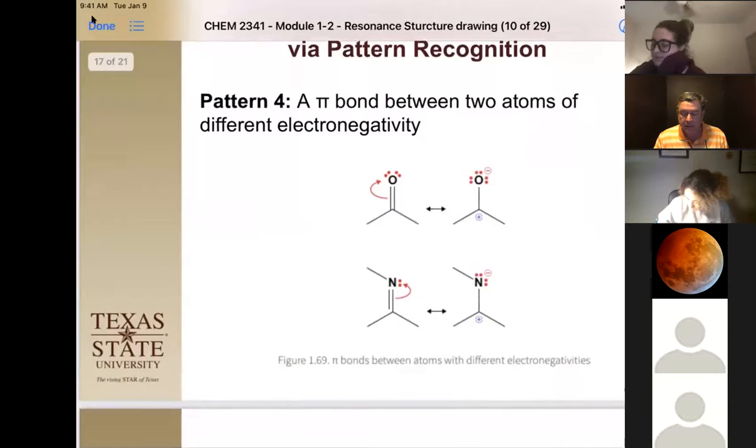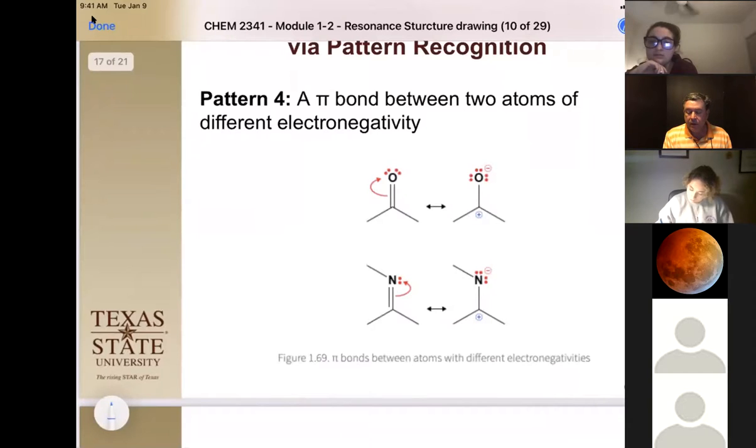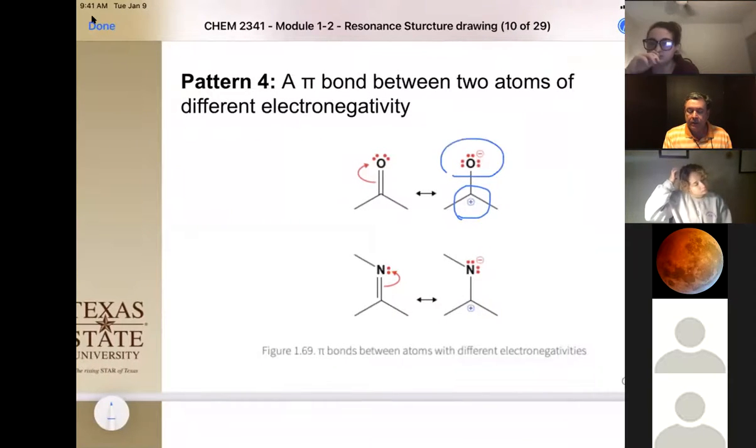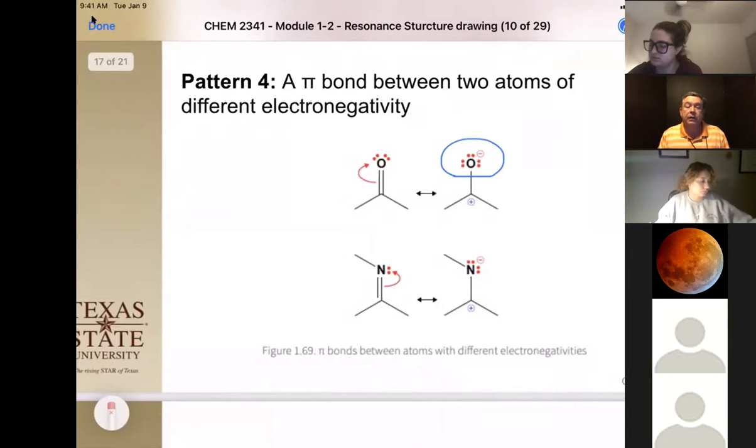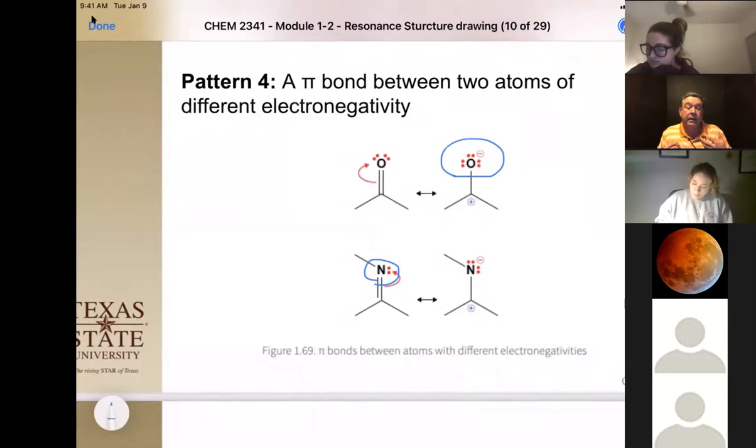Okay, the fourth one is the pi bond between two atoms of different electronegativity. Whenever you have a pi bond between a carbon and carbon, you aren't going to have one carbon be positive and one carbon be negative. There's not a really good driving force for that. However, if there's a difference in electronegativity, then yes, part of your time, the more electronegative atom can have the negative charge, and the less electronegative atom can have the positive charge part of the time. And that works for nitrogen, oxygen, and carbon. Here we have the nitrogen being more electronegative, can have the negative charge on it and the positive charge on carbon. And those are perfectly valid resonance structures, but the ones without charge are more stable.